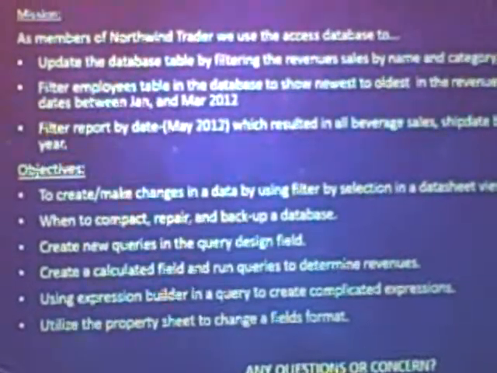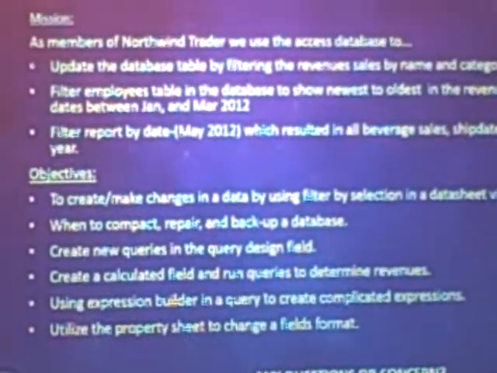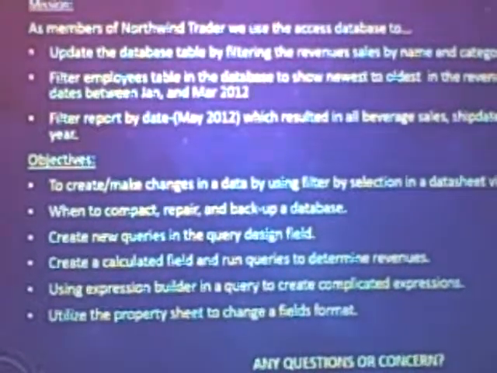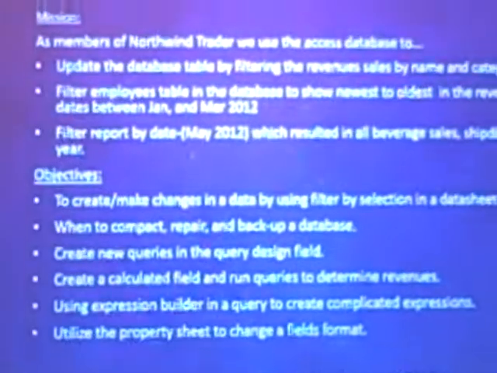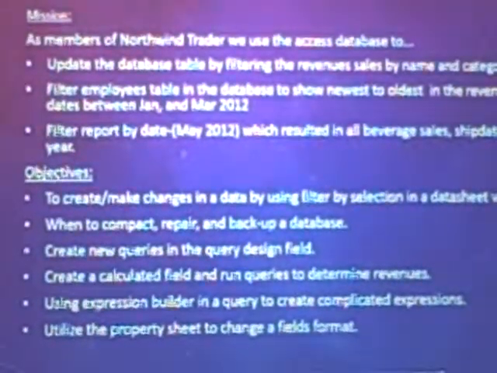Yeah, our mission and objectives. So as members of Northwind Traders, we used the Access database to update the database table by filtering the revenue and sales by name and categories. We filtered the employees table in the database to show newest to oldest in the revenue report, by updating the database between January and March in 2012, and filtering the report by date, May 2012, which resulted in all beverage sales ship dates by countries in that year.